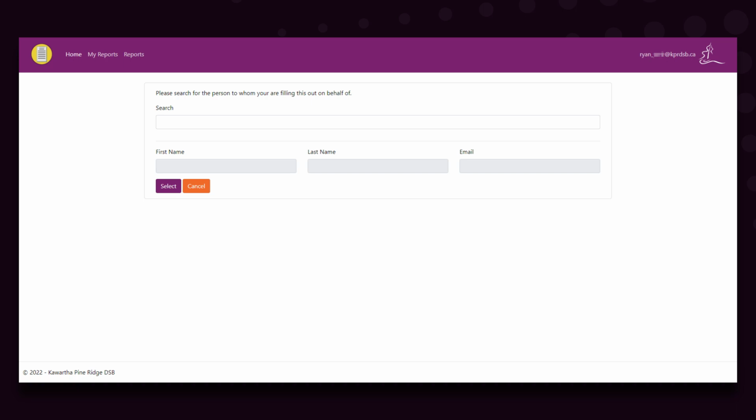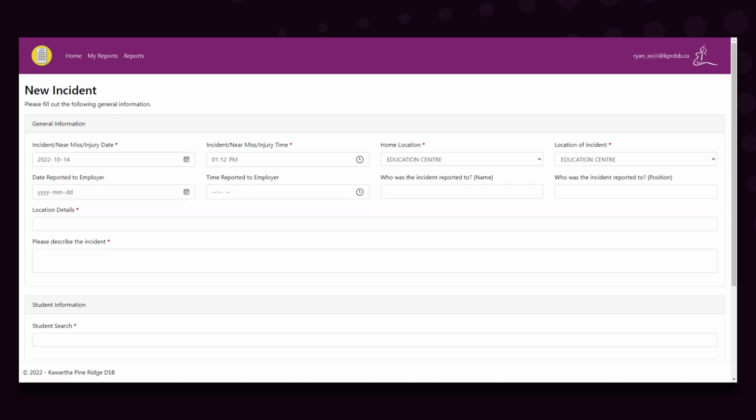After entering the individual's name, their information will be automatically populated, and using the relevant details, you can complete the report. There will be some basic information which will be automatically populated when you begin a new report. This will include your name, school or site name, and some additional items. Mandatory fields are identified by a red asterisk and must be responded to before moving to the next field.